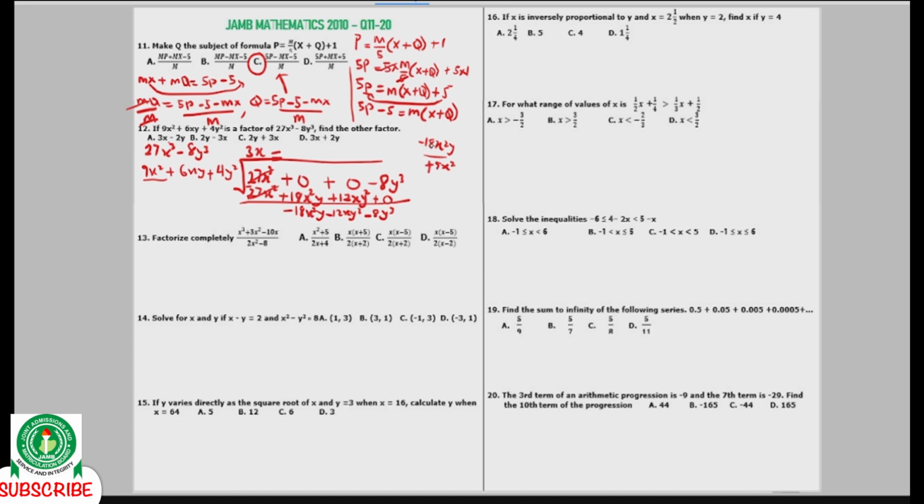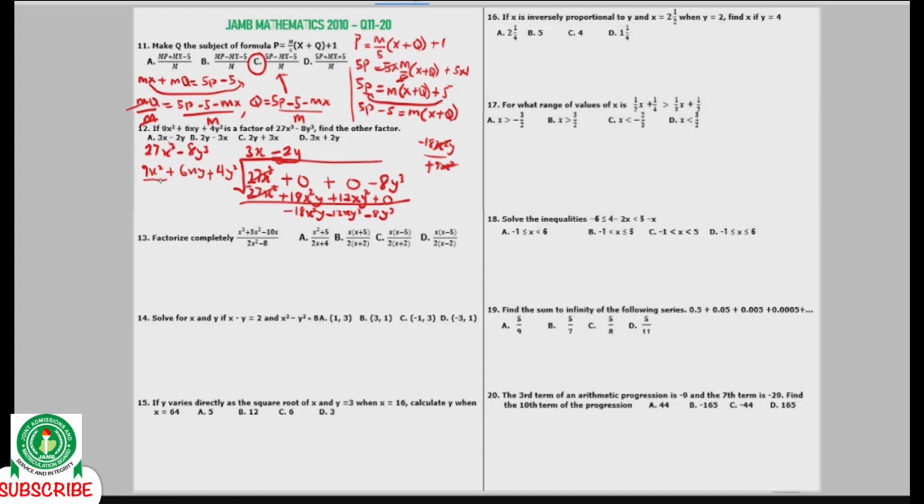Now 9 in 18 will give you what? 2. Please follow. It will give you 2. So now 9 divided by 18 will give us 2. Then x squared cancels x squared. We have y left here. So we have 2y here. So now you have 3x minus 2y. So now that's what we have here.